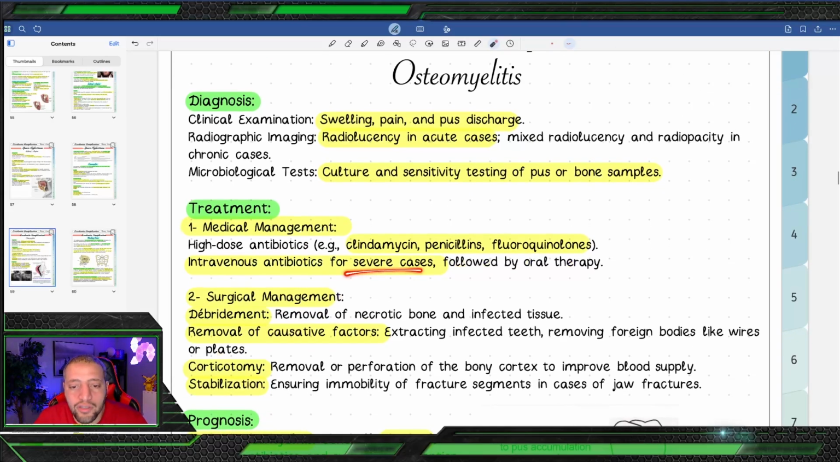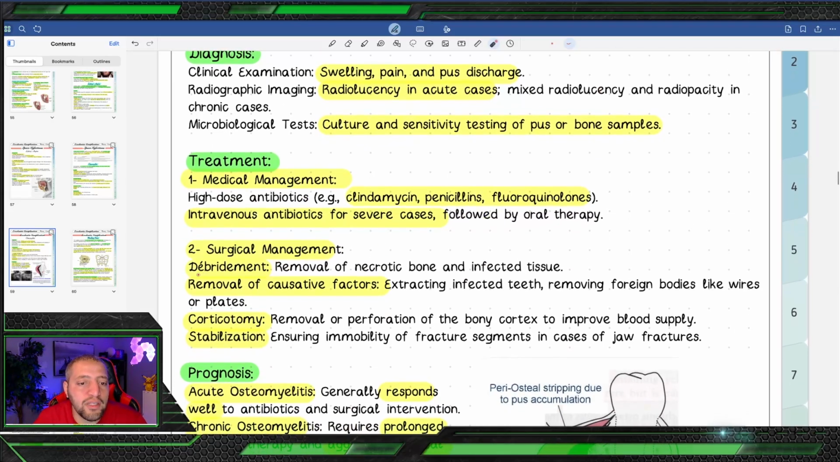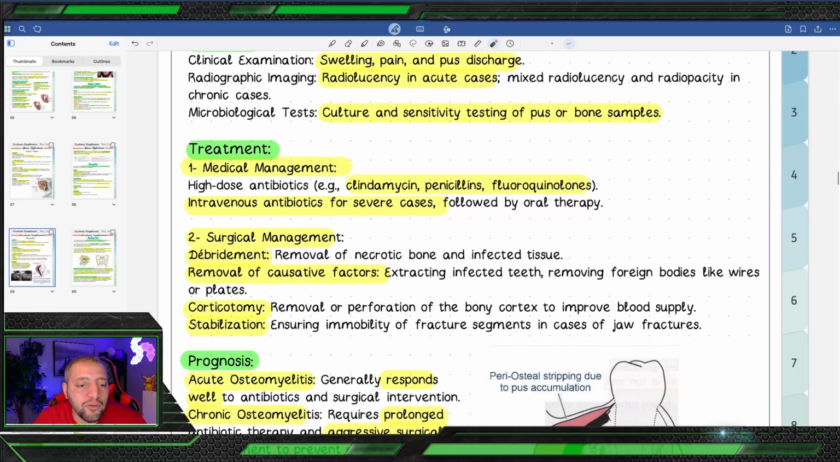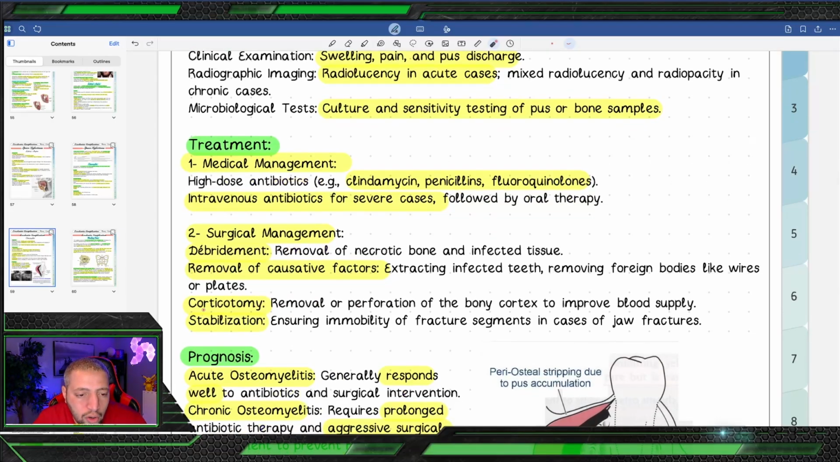Intravenous antibiotic for severe cases. Surgical management: debridement, removal of necrotic bone and infected tissue, and removal of the causative factor for sure. And sometimes we end up doing a corticotomy.